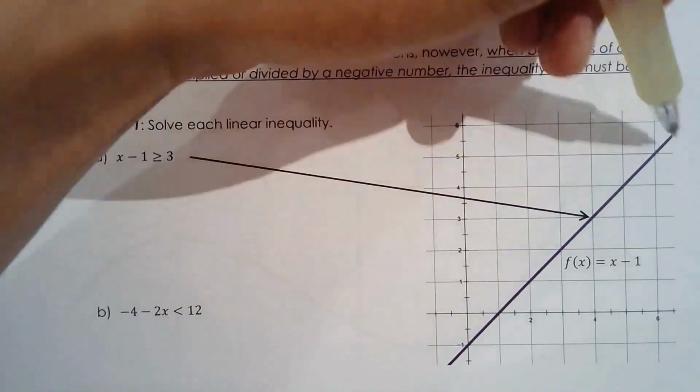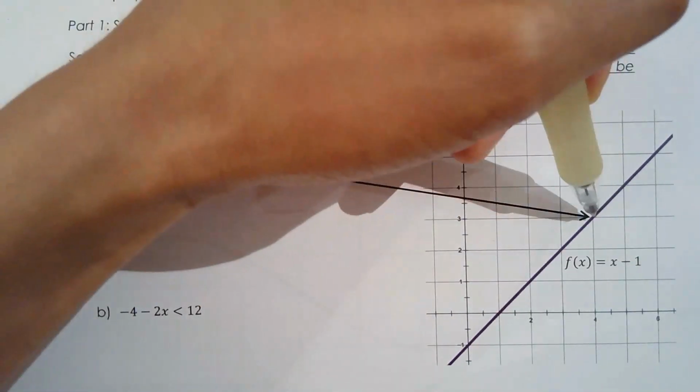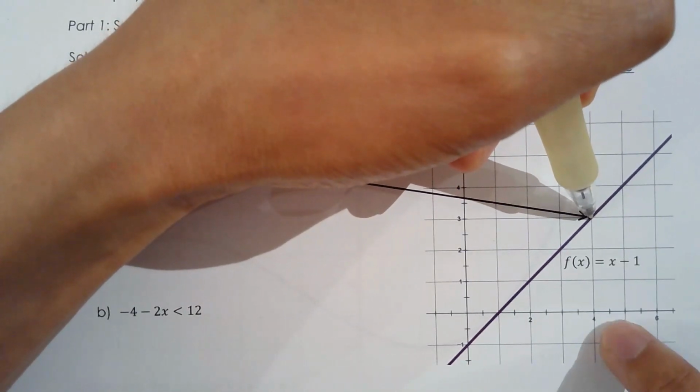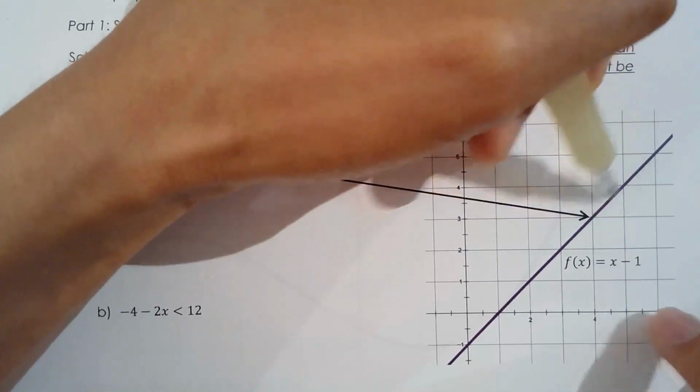This is f of x equals x minus 1. When is f of x greater than or equal to 3? Hopefully you realize that f of x is greater than or equal to 3 when x is greater than or equal to 4, right?